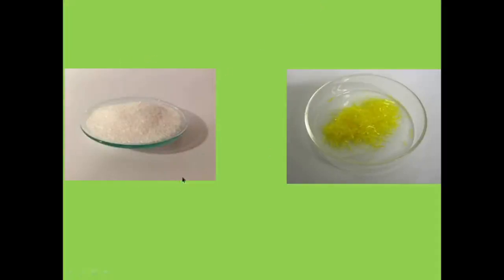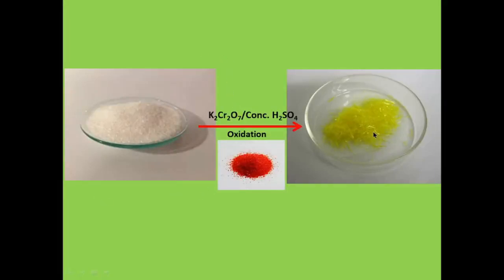Starting material hydroquinone is a brown colored crystalline solid and it is converted into nice yellow crystals of quinone using potassium dichromate in concentrated sulfuric acid in an oxidation reaction.